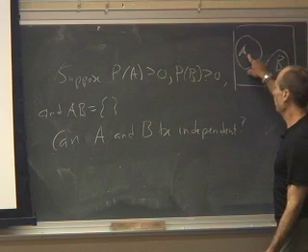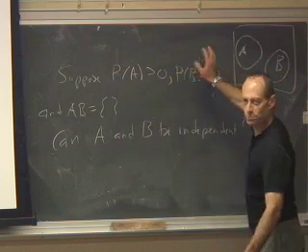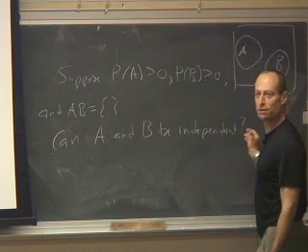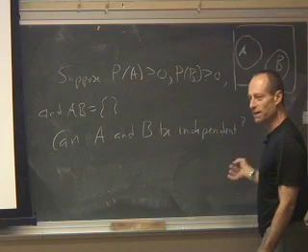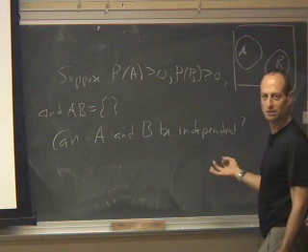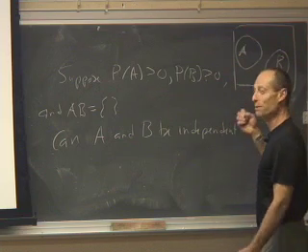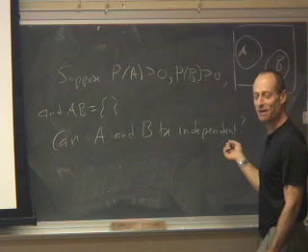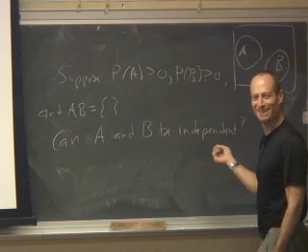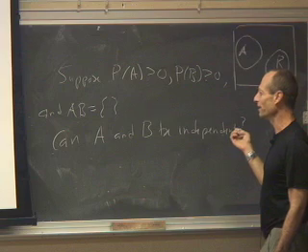So if two events are mutually exclusive and neither has probability 0, they can't be independent, right? Mutual exclusivity and independence are different and, in fact, incompatible. You will be tempted to confuse mutually exclusive and independent. Don't. All right.